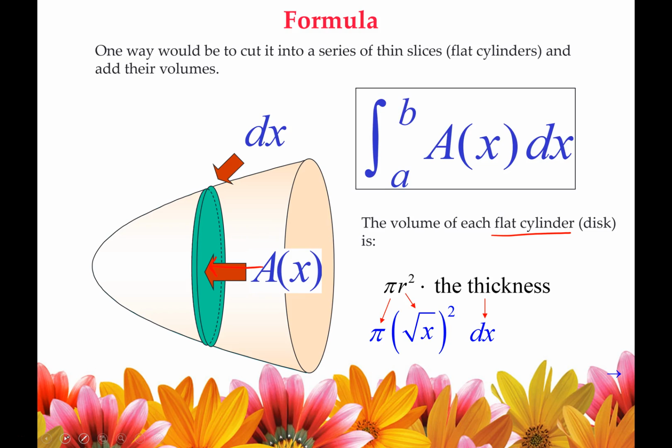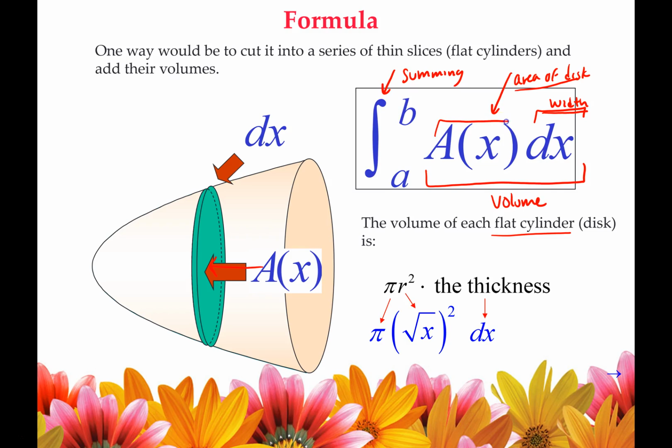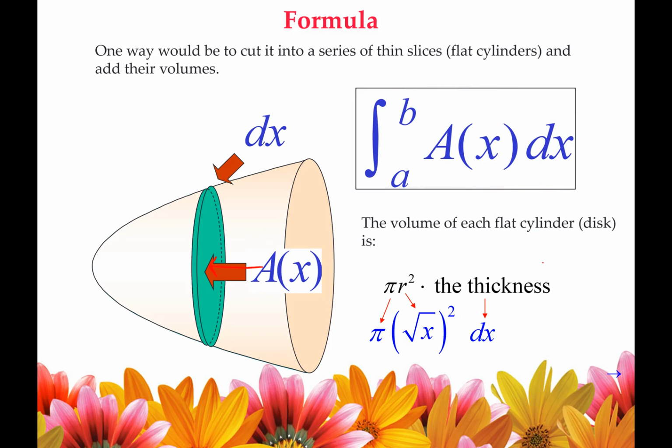And so what we're doing is we are summing the areas, the area of this disk, and this right here represents the width. So we all should know that the area times the width gives us volume. So we're summing up all the volumes of all the disks. And to get that volume, we're doing the area of the circle times the width of that circle, that disk, if you will. So that's why the formula is what it is.